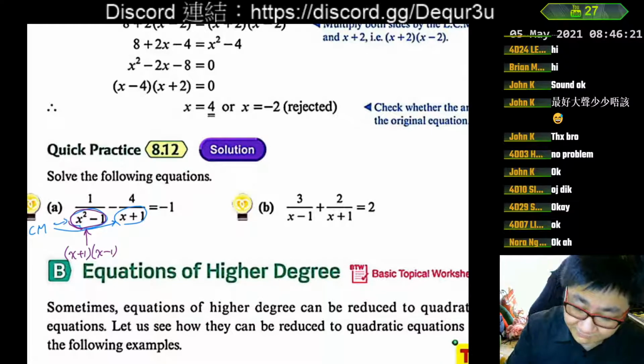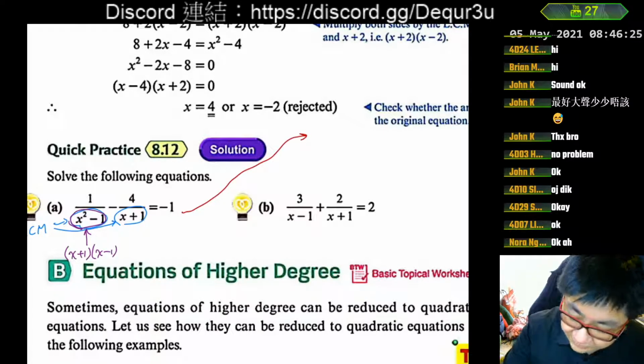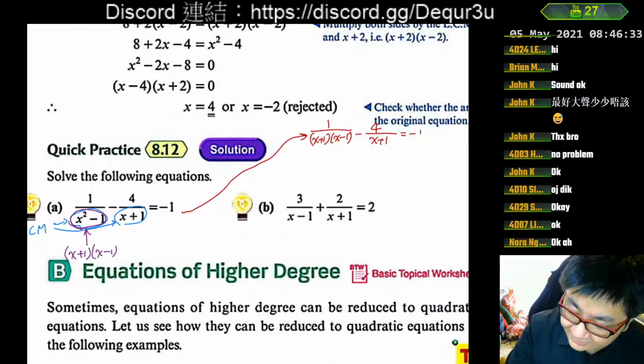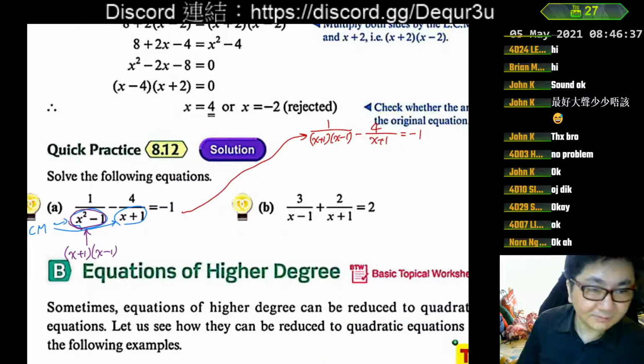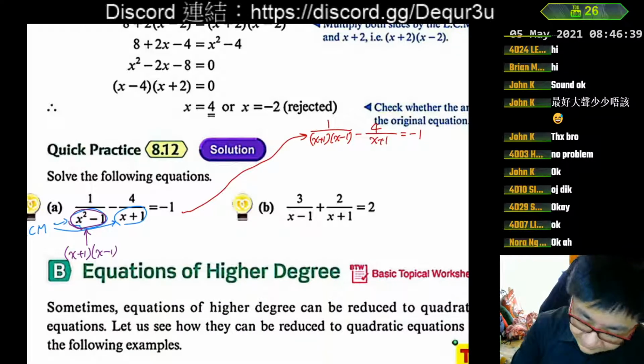We do this part A first. Then we can change it to 1 over x plus 1, x minus 1, and then minus 4 over x plus 1. The right hand side is negative 1. And then next we try to make the common denominator. That means the LCM. So the LCM is also circled in blue. We try to make the LCM of these two.